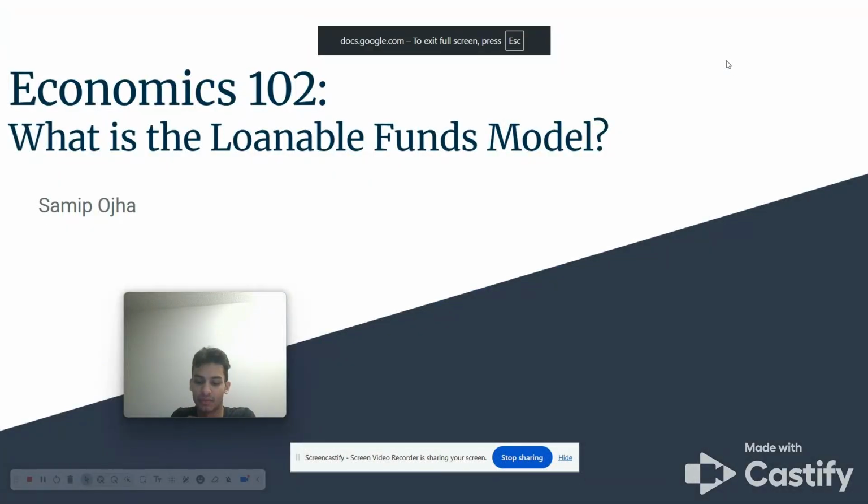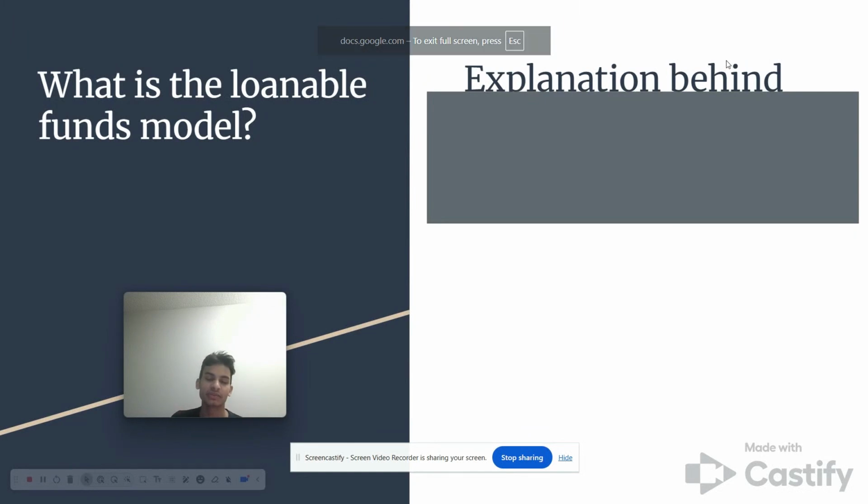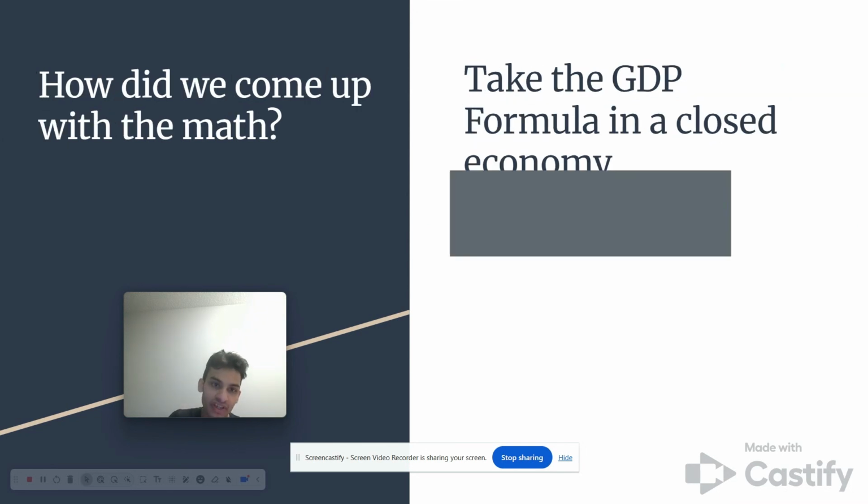What is the loanable fund model? The explanation behind the model is that we're trying to graph pretty much how the supply of money has an effect on interest rates. So how do we come up with it?